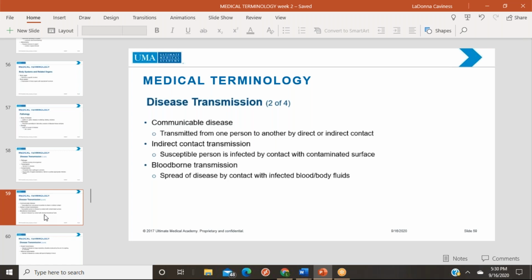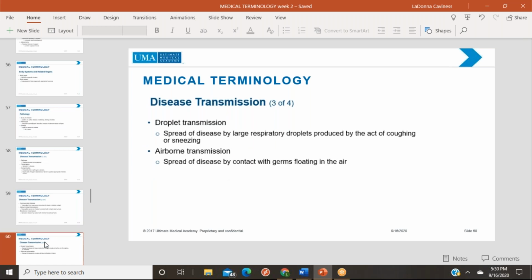Okay, disease transmission. Communicable disease is transmitted from one person to another by direct or indirect contact. Indirect contact transmission: a susceptible person is infected by contact with a contaminated surface. Bloodborne transmission, spread of disease by contact with infected body or body fluids.